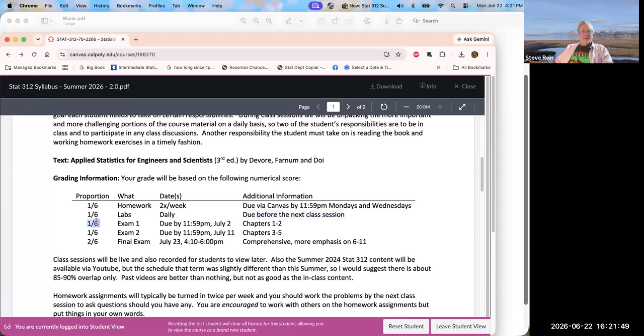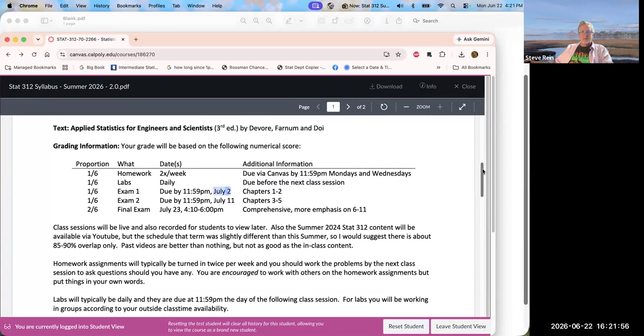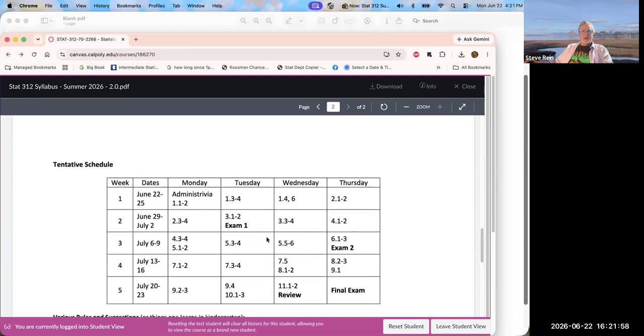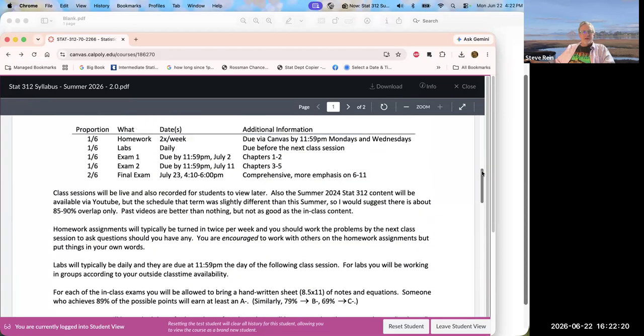There are two exams besides the final exam. The first one is due July 2nd. If I look on the second page of the syllabus, it says exam one, but it doesn't say that it is on July 2nd. That's like June 30th. So June 30th, July 1, July 2. Turn it in by end of day on Thursday, midnight Thursday. So you'll have from class session Tuesday until then, just over 2 full days to get it done.